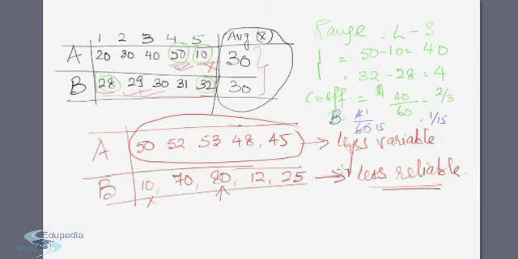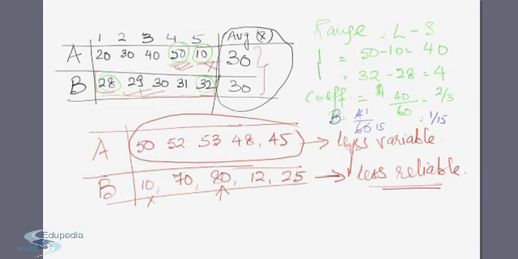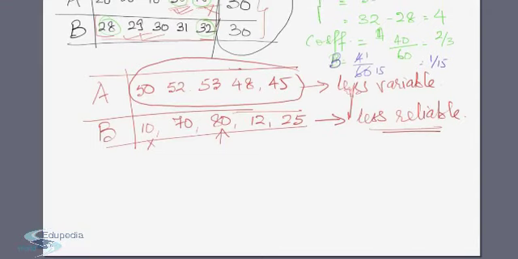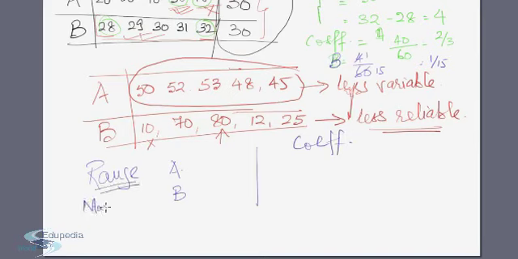Okay, similarly, let's take the second example, the example of the life cycle of two different products, product A and B. Now in this case, let me calculate the range first for A and then for B, and then the coefficient here. Well, range is maximum minus minimum, and coefficient is maximum minus minimum divided by maximum plus minimum.